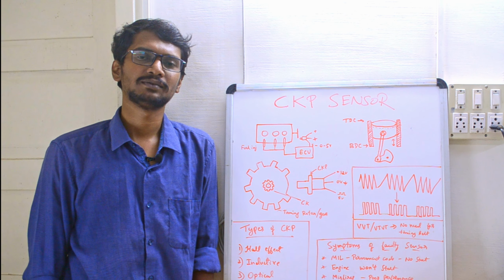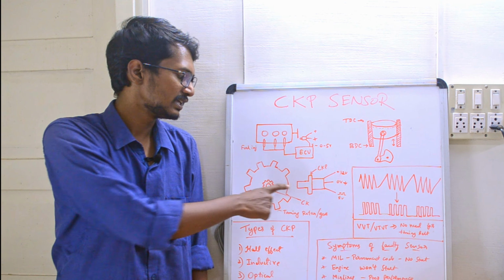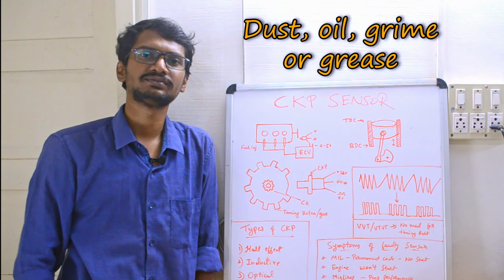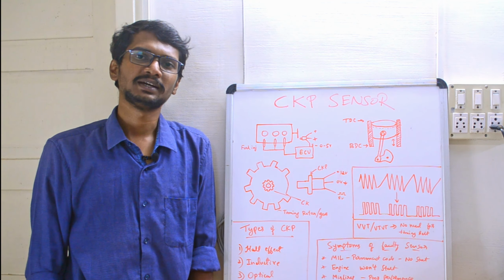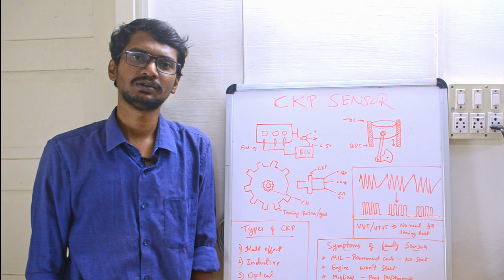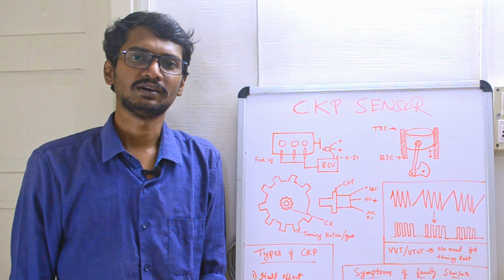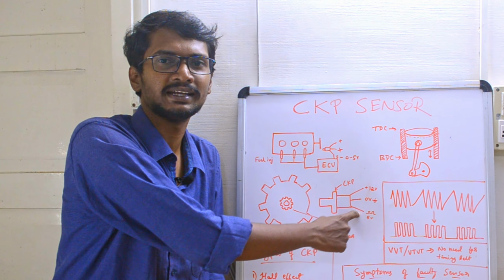Now let's understand why these sensors fail. Over a period of time, on the sensing part of the sensor, there might be a layer or film of dust, oil, grime or grease deposit, which might prevent the sensing altogether, or it might give an intermittent signal to the ECU, or the issue might be on the wiring harness side.